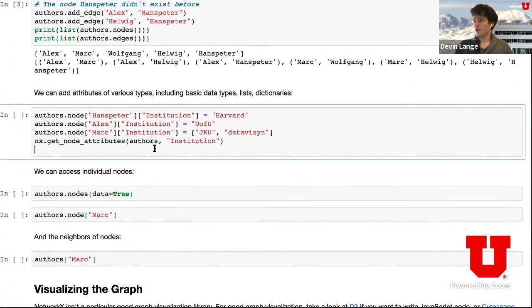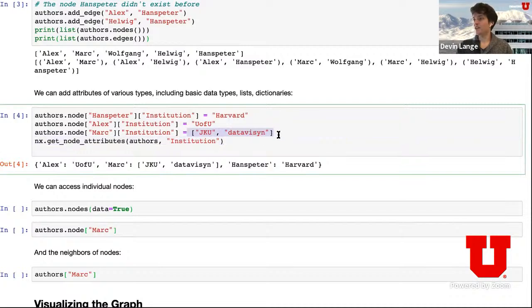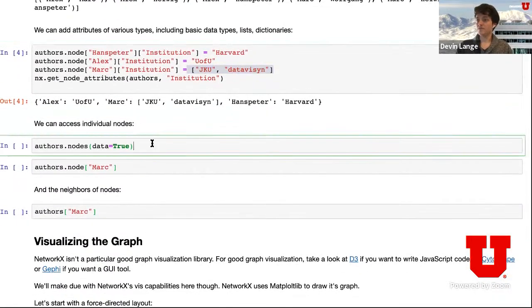You can also pull out some, or I guess here in this case, we are adding additional attributes to these nodes. So not only are the relationships stored, but for each person, we can store additional information. In this case, the institution of that author. For the first two, it's a single school, so it's stored as a string. But you can see here for Mark, we actually have a list of two different institutions. So you can store these multiple different data types as attributes here.